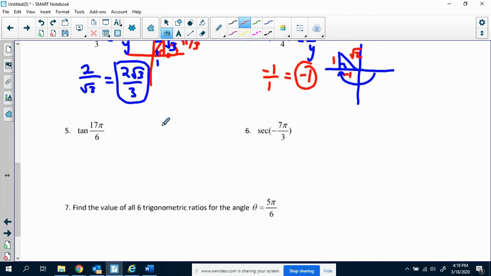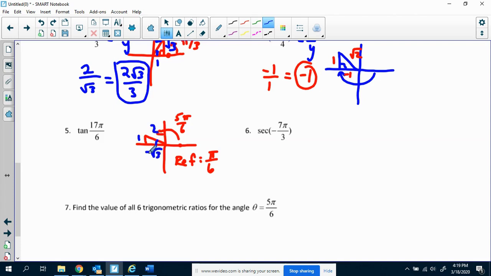Tangent of 17 pi over 6. 12 pi over 6 would get me to here. And then that's another 5 pi over 6. That's going to get me almost to the x-axis on the left side, but not quite. So this is 5 pi over 6 from here to here. And then my reference angle is pi over 6.